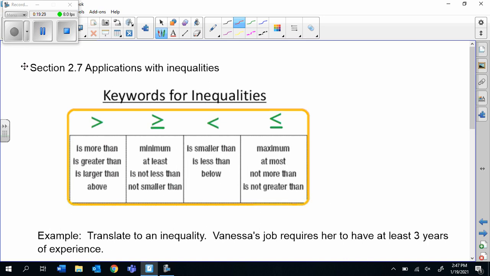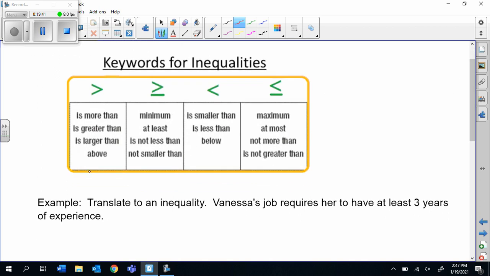Again, I imported something to help you out with some of these applications. If you see "is more than" or "is greater than," it tells you what sign to use when you see those expressions. So for instance, translate to an inequality: Vanessa's job requires her to have at least 3 years of experience. "At least" is right here, and so this will be the inequality we use in this problem. If that's helpful for you until you get the hang of this, that's great.